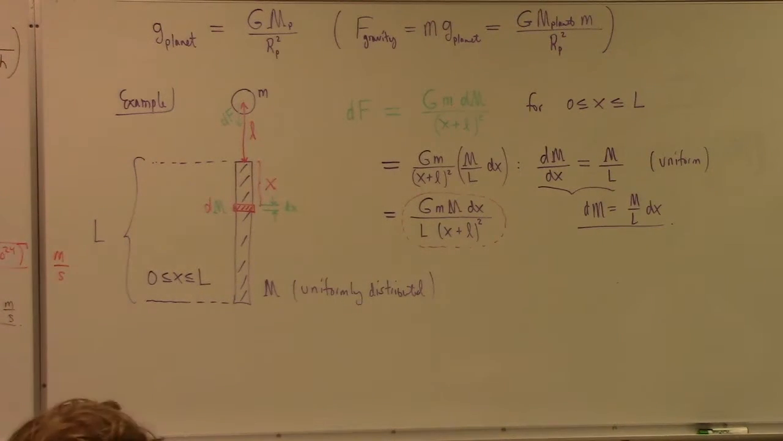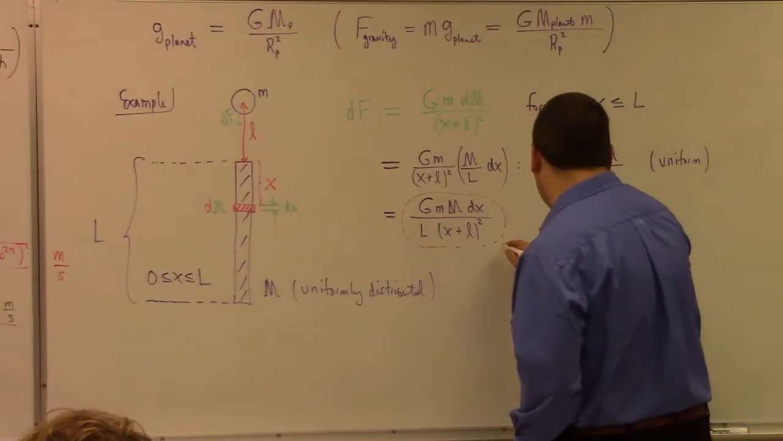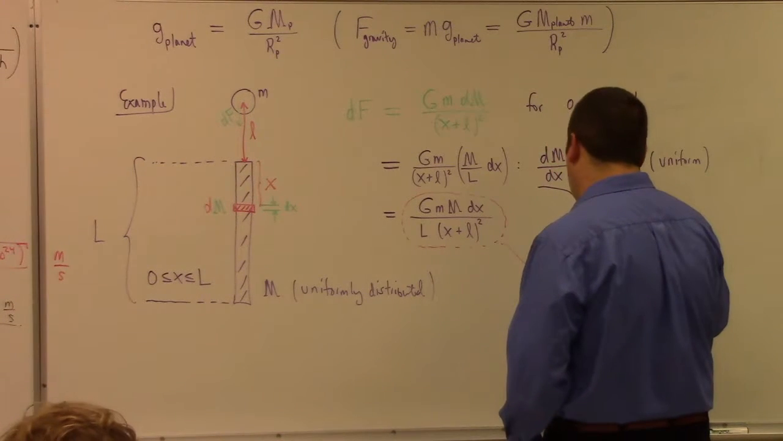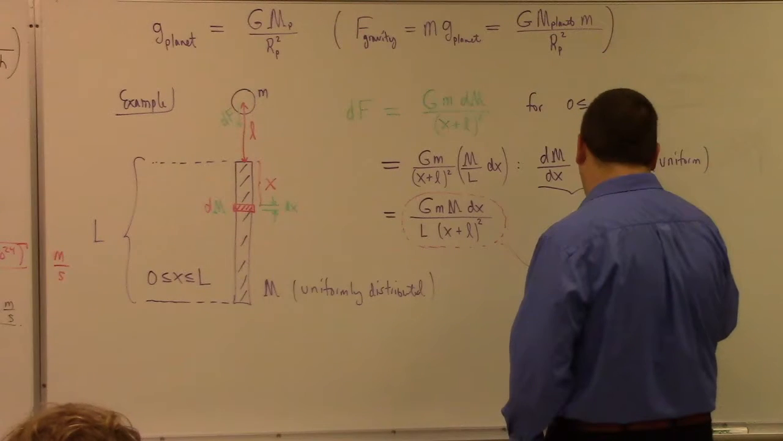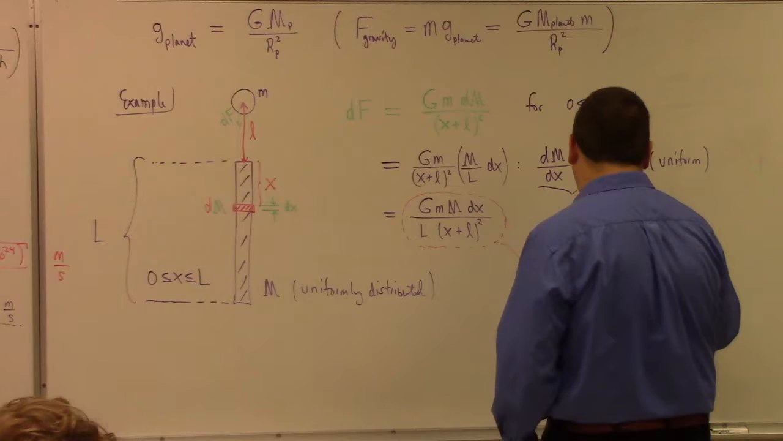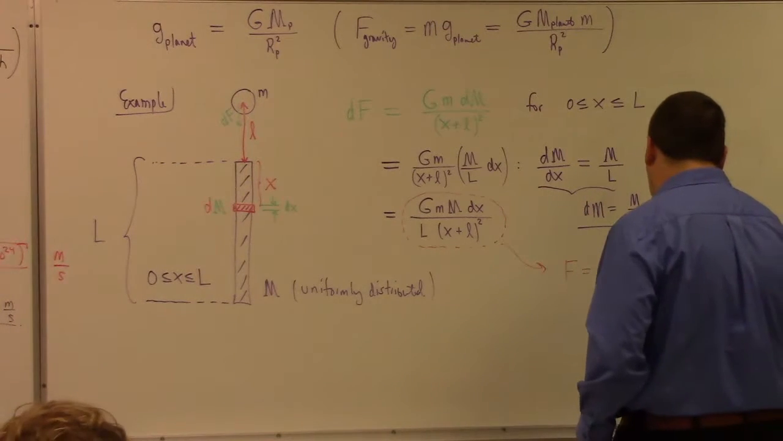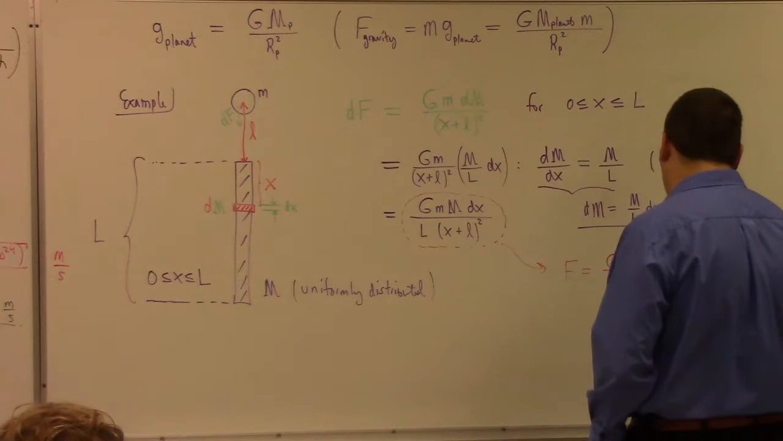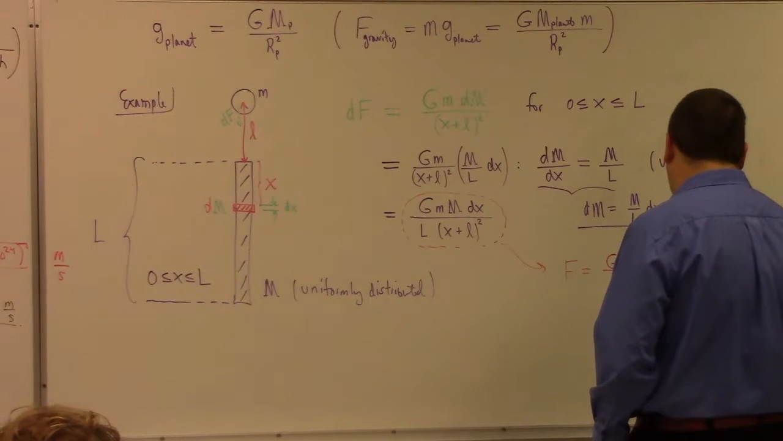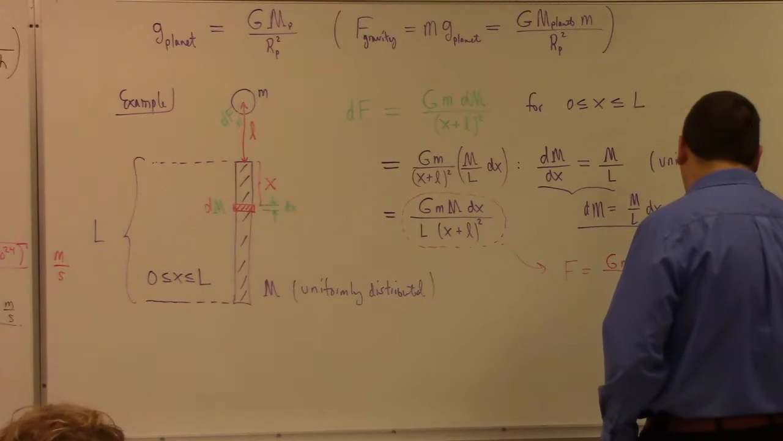So there you go. That is something I can integrate from 0 to L, right? And that should give me the force. Well, can you integrate that? So I'm going to pull the constant, which is G M divided by L, out. That's a constant, right? And then I'm integrating from 0 to capital L of dx over x plus L quantity squared.